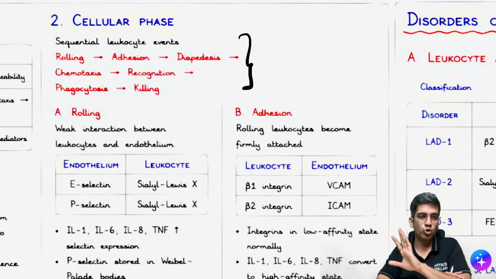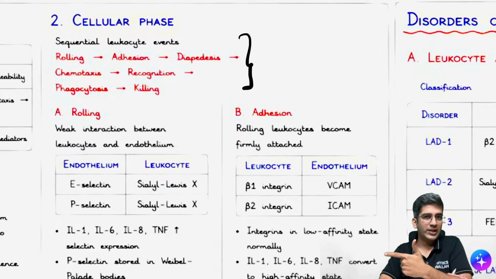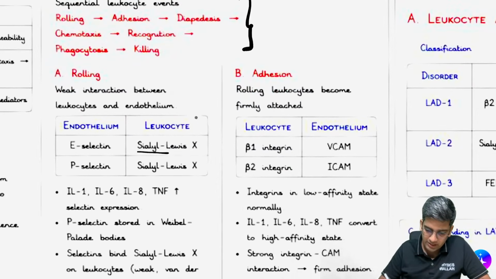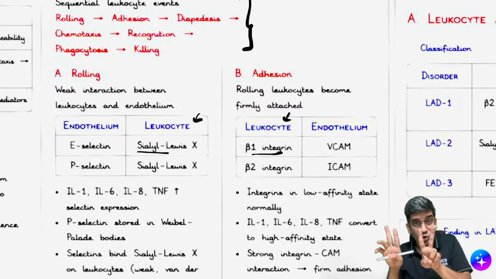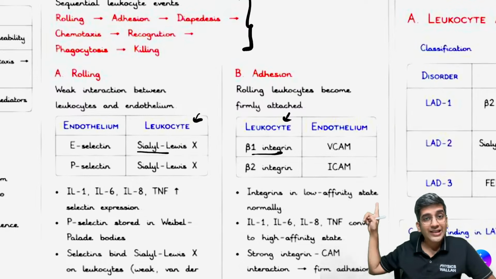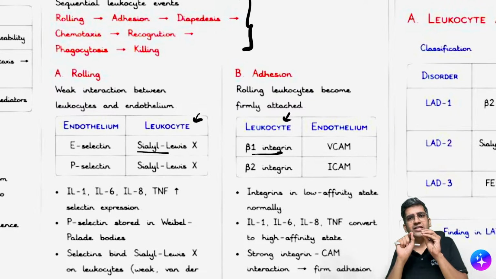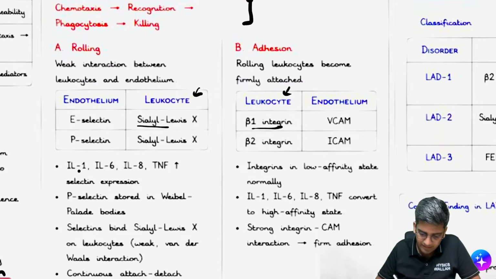You definitely will know rolling, adhesion, diapedesis, right? We have selectins, sialyl Lewis X for rolling. We have integrins, CAMs for adhesion. Okay. So we have sialyl Lewis X, which is there on the WBC. We have integrins, which are there in the WBC. You have to know which is there in the WBC because that's required for understanding disease. Okay. So whenever you're normal, these are not expressed in the body. Only when you have interleukins.